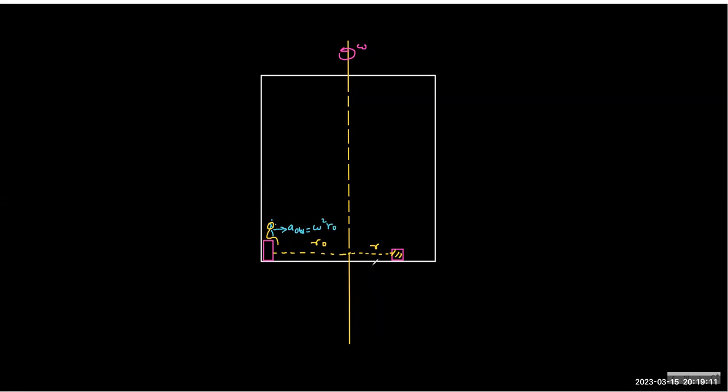The acceleration of the observer is omega square r naught, because from the axis the person is r naught away. But this observer is observing the block. So for the observer, the block is not moving in a radius r. It is moving in a radius r plus r naught. Therefore the block will experience a centrifugal force m omega square (r plus r naught).